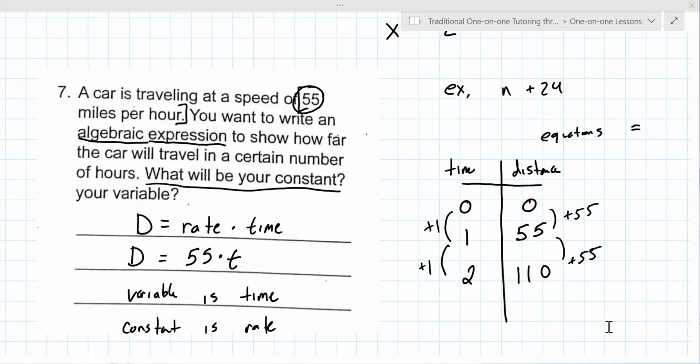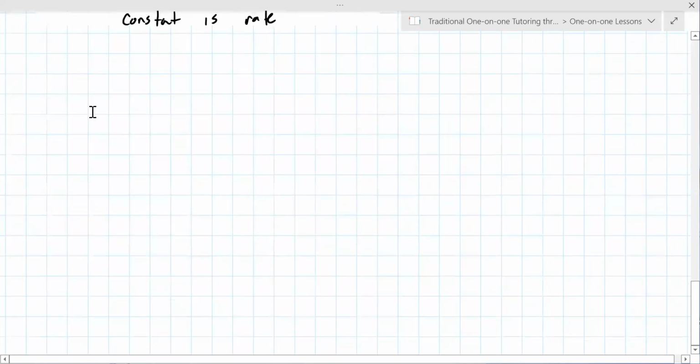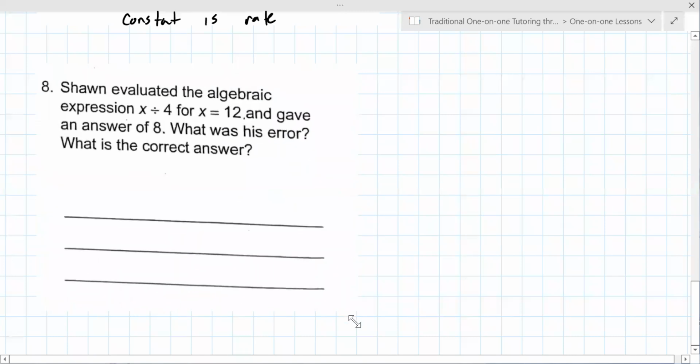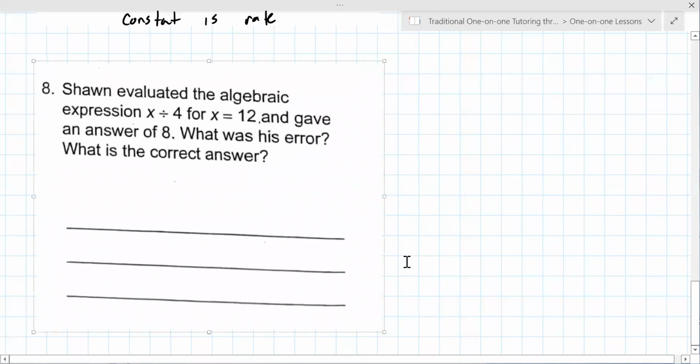All right, let's take a look at number 8. This is one of those questions where they want you to figure out the mistake. Okay, so Sean evaluated the algebraic expression. Could you read that algebraic expression for us? X divided by 4 for x equals 12. Yeah, so the math operation is division. So it's 12 divided by 4, or the way you're going to want to start doing it, 12 over 4.